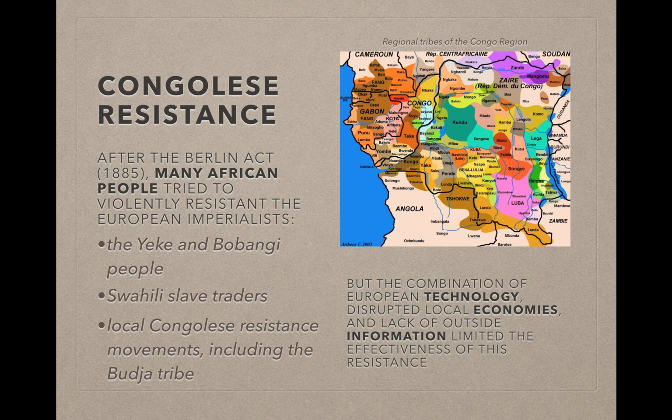And you also had a real lack of outside information from Europeans because the Congo was basically a rainforest, and Europeans didn't really go into the Congo unless they were doing business there. And the businesses, of course, weren't reporting these atrocities. So most Europeans had no idea what was happening.